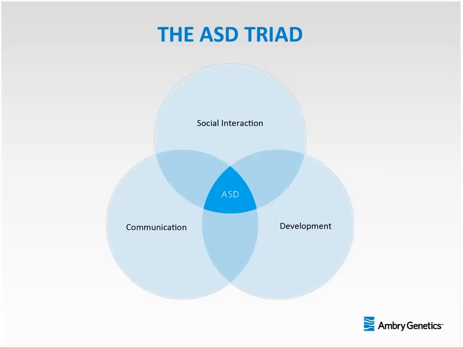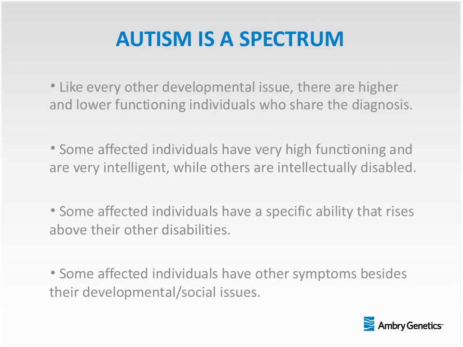There also are kids who only have developmental issues who don't really fall into the autism spectrum group because their disability doesn't affect their communication or their social interaction. Because this is a spectrum, like every other developmental issue, there are higher and lower functioning individuals who share the diagnosis. Sometimes families will start to talk and you'll find that somebody's child is particularly high functioning and somebody else's child is particularly low functioning, and sometimes it's hard to pool all of those patients together.